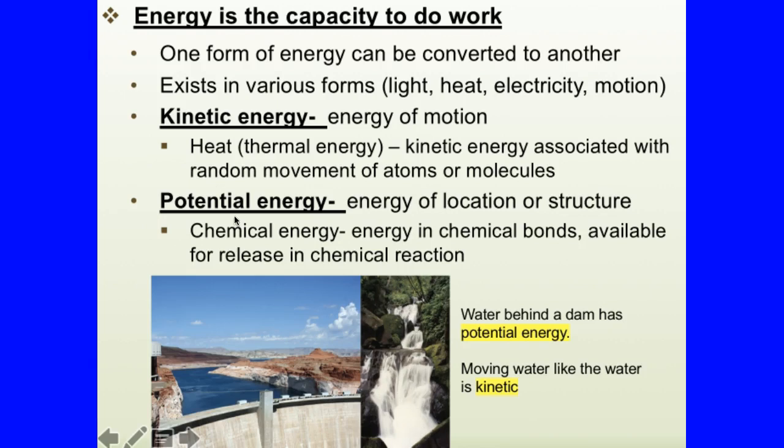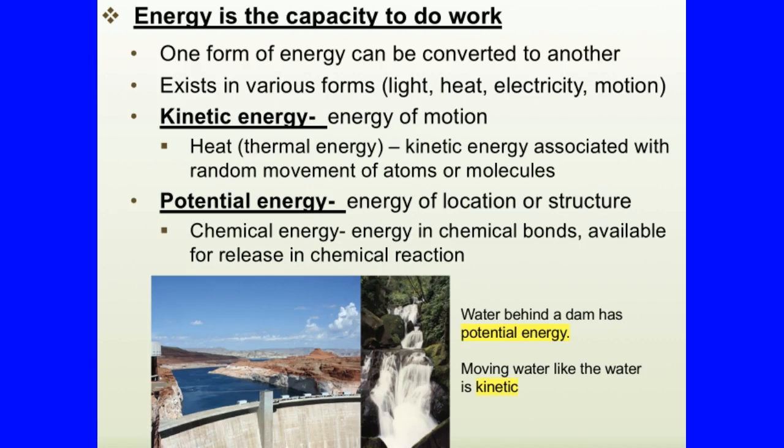Now, potential energy is energy of location or structure. So it's kind of stored energy. When you're talking about chemical bonds, it's energy that can be stored, but when it's broken apart, it gets released. So potential energy on this picture to the left would be the water behind a dam. It has stored energy because if that dam was opened up, it has a potential to do a great amount of work. But for right now, it's in a stored location, so that's why it's known as a potential energy.